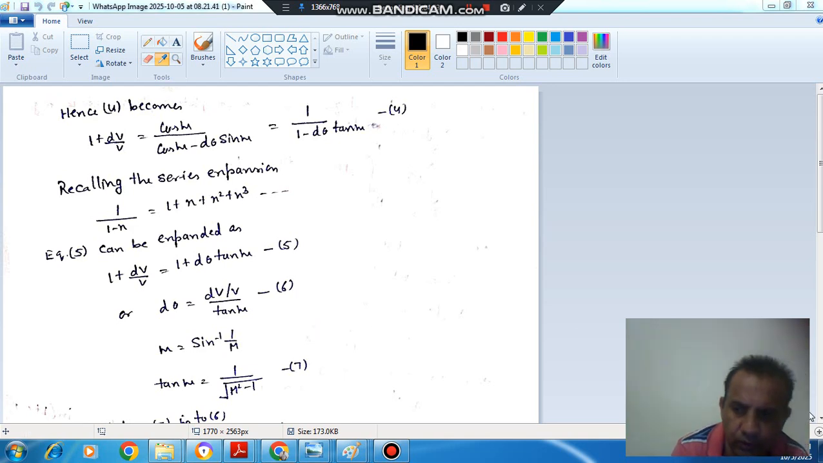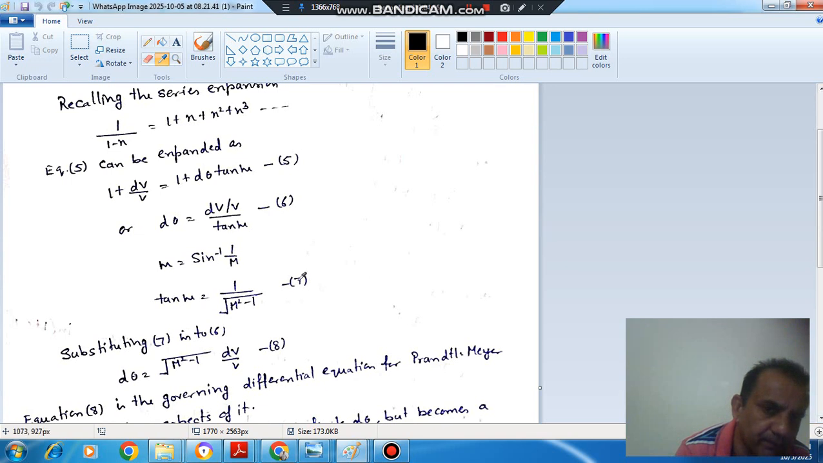Now we can put the value of mu, that is sine inverse 1 by n. So as it is sin inverse 1 by n, tangent mu will be 1 by root n square minus 1. Okay, so now we can put the value of tangent mu here, and 1 will cancel out, so it will be d theta equal to root n square minus 1 dv by v. This is equation number 8.